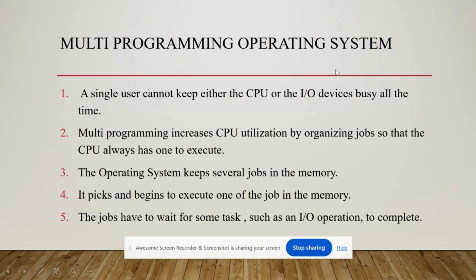idleness. Now coming to the second one, that is multi-programming operating system. A single user cannot keep either the CPU or the input-output devices busy all the time. Multi-programming increases CPU utilization by organizing jobs so that the CPU always has one to execute. The operating system keeps several jobs in memory. It picks and begins to execute one of the jobs in memory. The jobs have to wait for some tasks such as an input-output operation to complete.